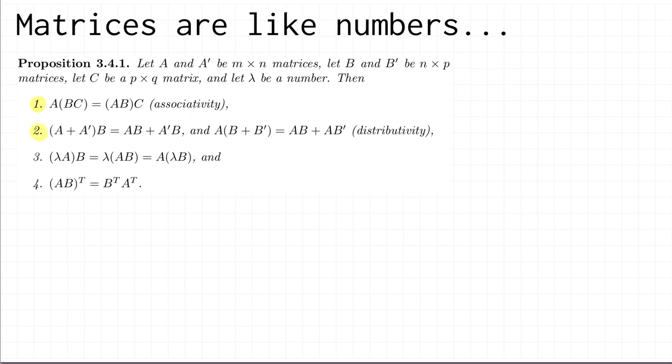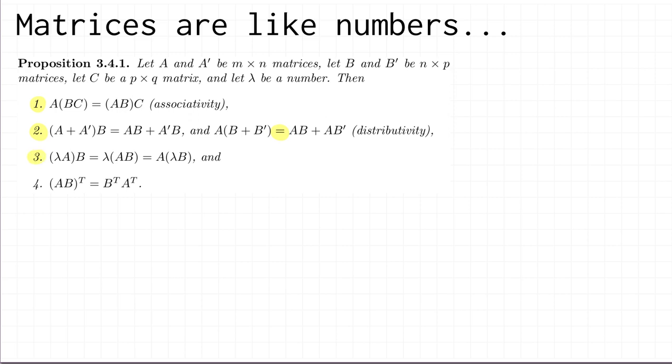Secondly, there are a couple of distributivity properties which tell you how matrix addition and matrix multiplication interact with one another. So if you have two matrices, A and A prime of the same size, and if the product AB makes sense, then (A plus A prime)B is the same as AB plus A prime B. There is also another distributivity law where the addition happens on the other side of the matrix multiplication.